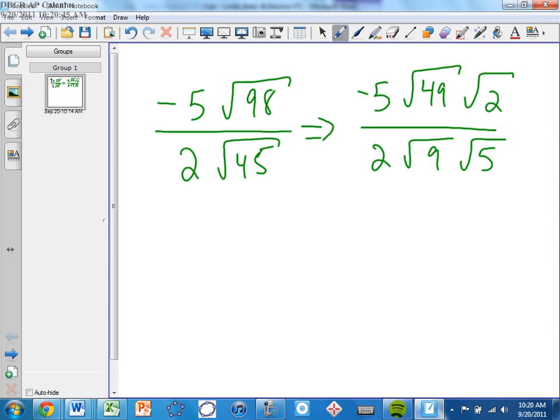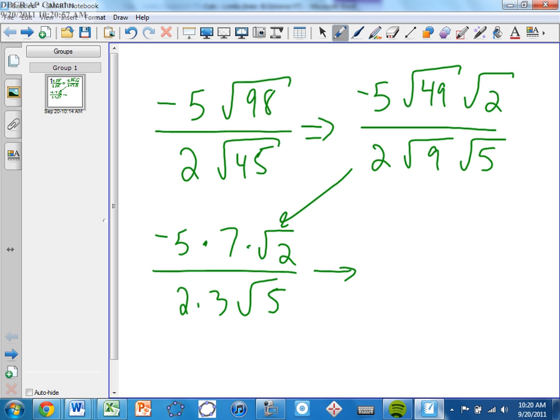So here, if we continue this process, we're going to get negative 5 times 7 times radical 2 in the numerator, in the denominator. Very good. Now at this point we have negative 35 radical 2 over 6 radical 5. Am I done? No, I'm not. I'm actually kind of back to where I was, but now I have smaller radicands. I still have a division problem here, but I have smaller radicands now.